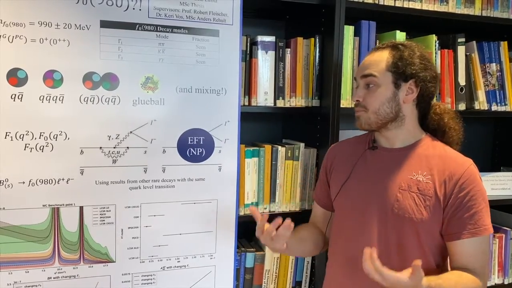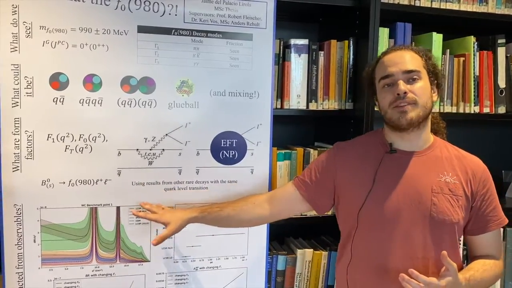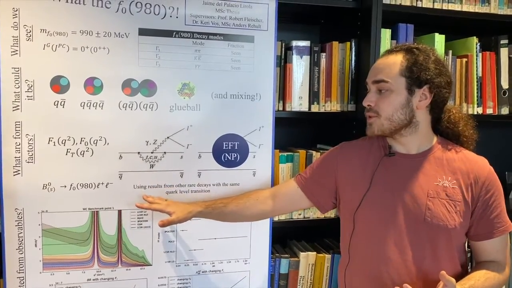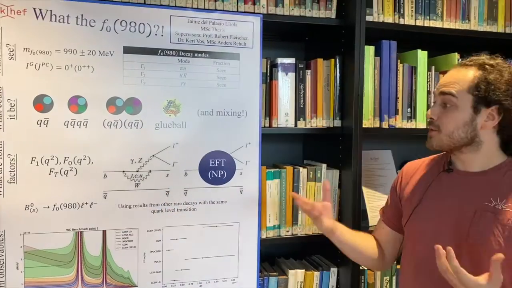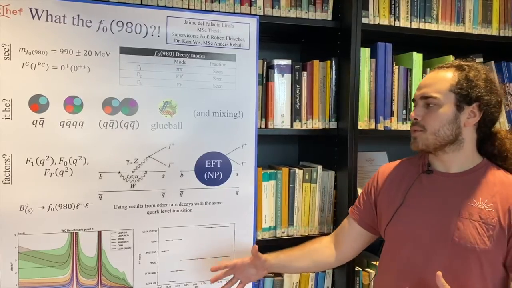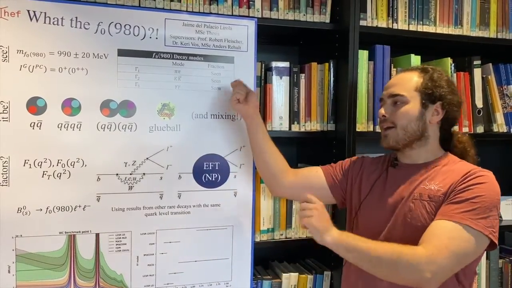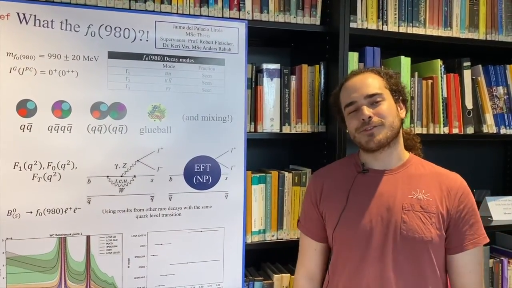And it is very promising. This decay does not have experimental data right now because the F0 is a bit hard to reconstruct. But if we get a result, we could probably extract the form factors and then go all the way back up, and try to infer something about its internal structure.